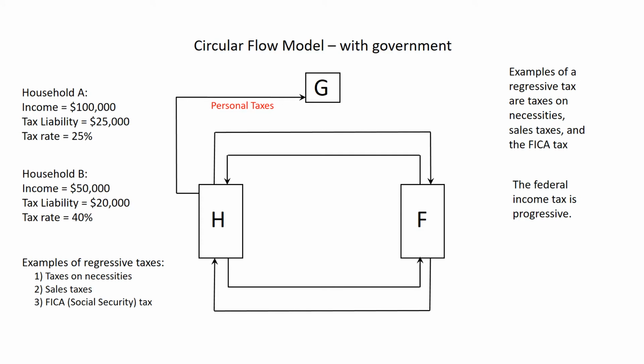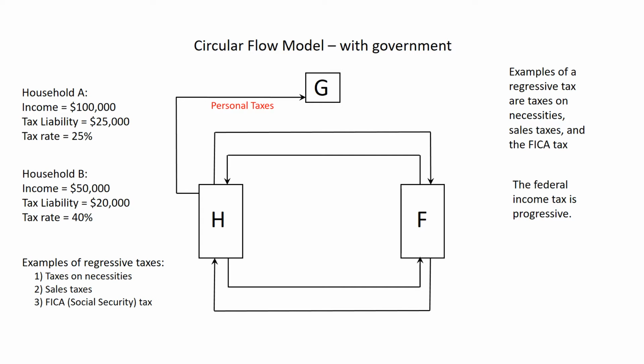A few examples of a regressive tax would include a tax on necessities, such as food and medicine. And that's because low-income households must spend a larger proportion of their income on necessities and less on other goods, such as luxuries. Higher-income households can spend a larger proportion on luxuries and a lower proportion on necessities.